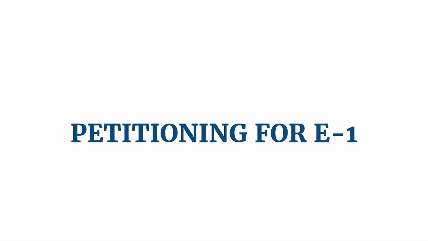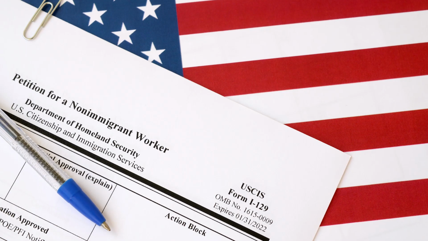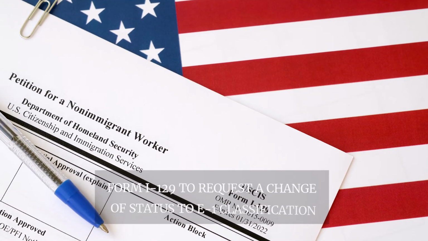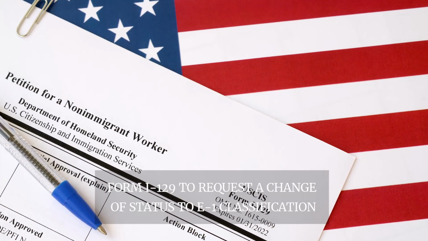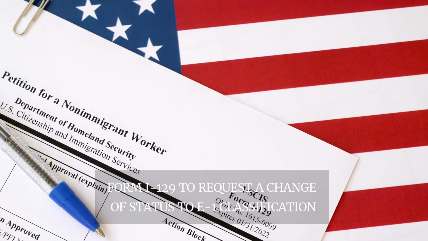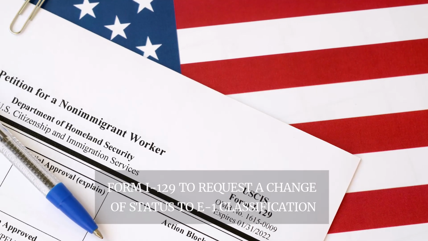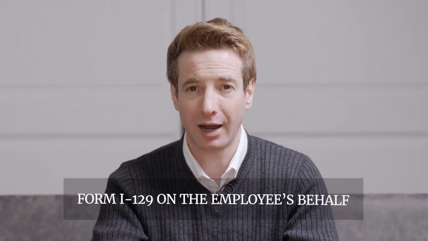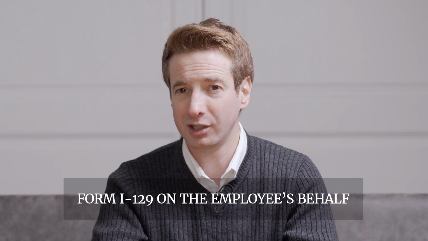Petitioning for E-1 classification. If the treaty trader is currently in the United States in a lawful non-immigrant status, he or she may file Form I-129 to request a change of status to E-1 classification. If the prospective employee is currently in the United States in a lawful non-immigrant status, the qualifying employer may file Form I-129 on the employee's behalf.